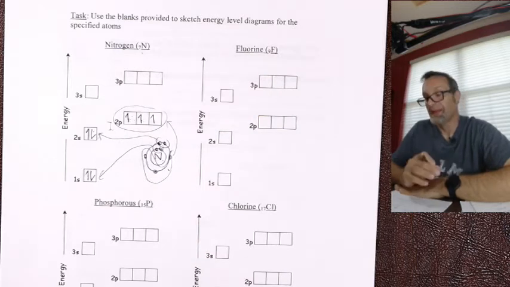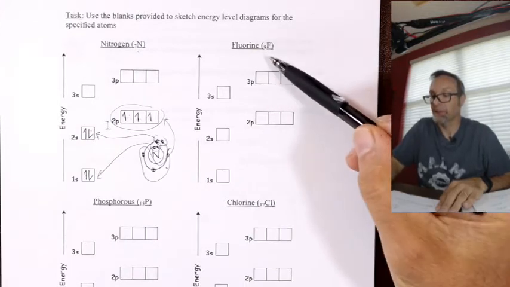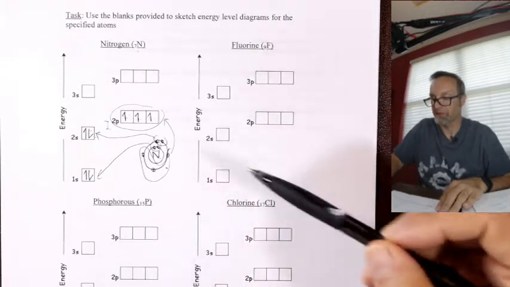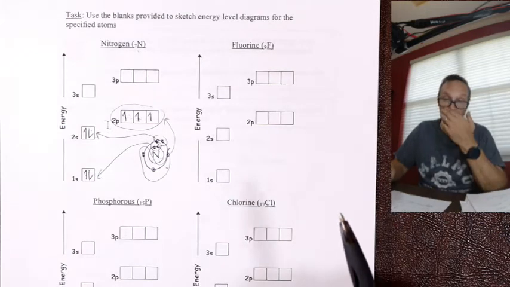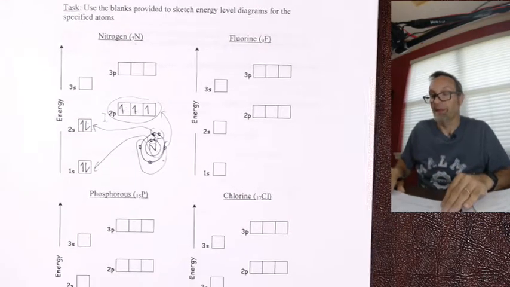Awesome, okay? All right, now, if you got that, fantastic. Try putting in 9 for fluorine, 15 for phosphorus, 17 for chlorine, right? So you can pause and then do it, or you can just follow me. So let's take a look.